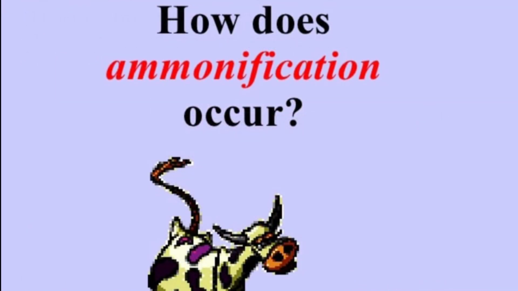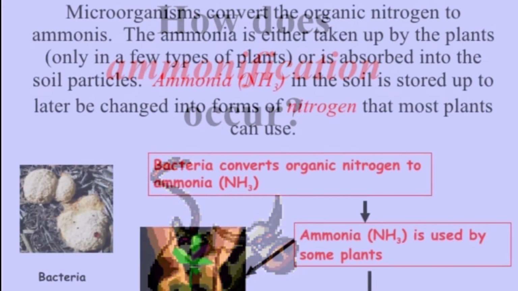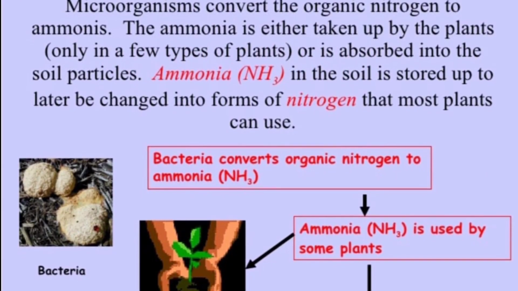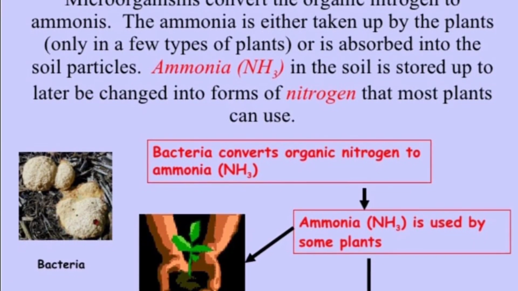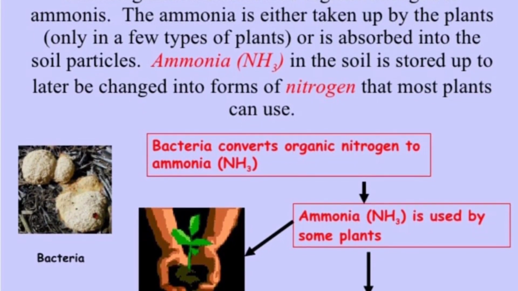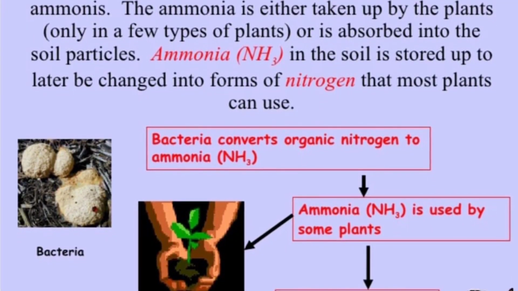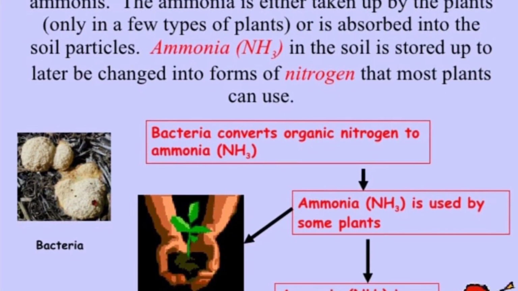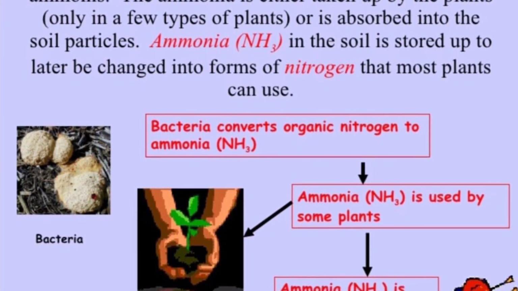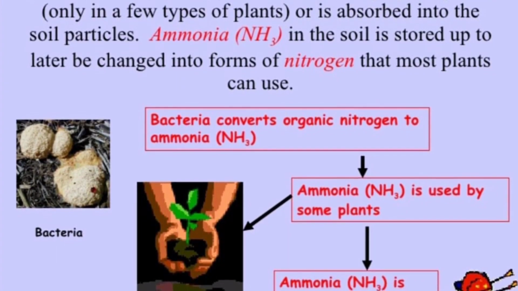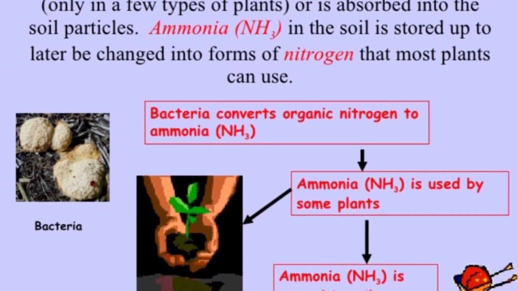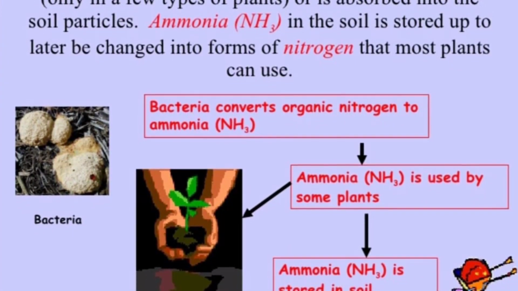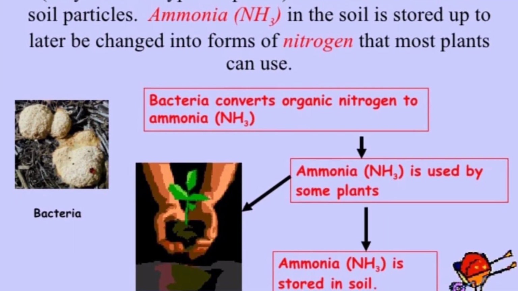How does ammonification occur? Microorganisms convert the organic nitrogen to ammonia. The ammonia is either taken up by plants, only a few types of plants, or is absorbed into the soil particles. Ammonia in the soil is stored up to later be changed into forms of nitrogen that most plants can use.